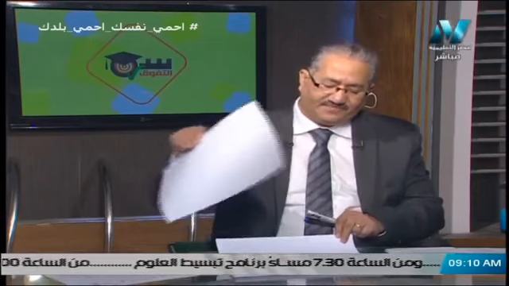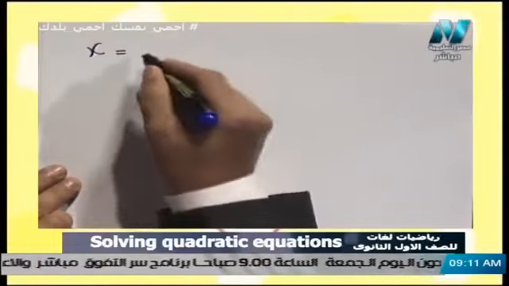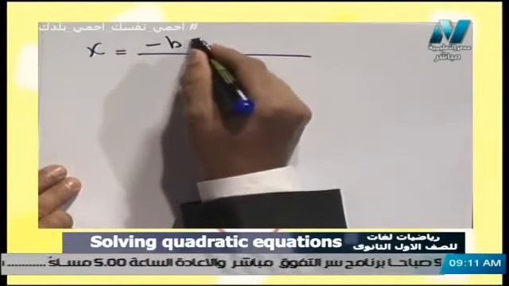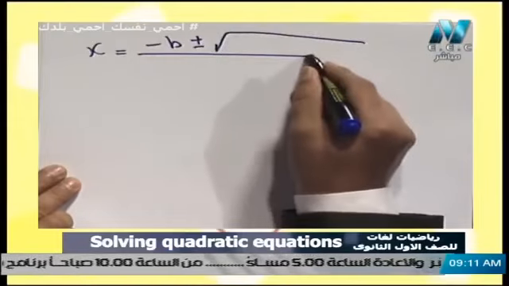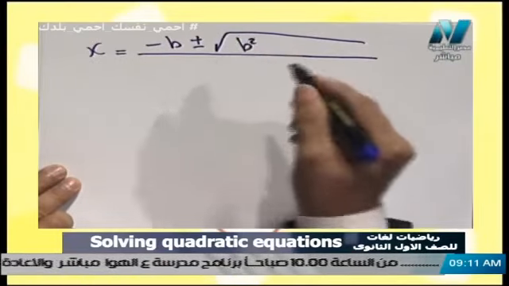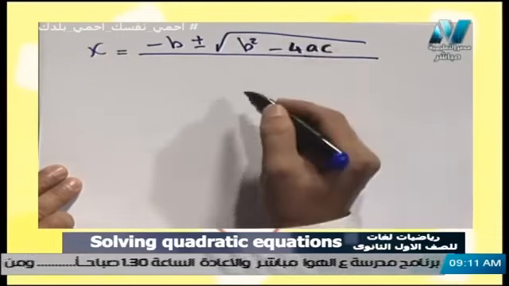Let's move to the next method. We have two methods, as we said, to solve the quadratic equation. The first method we did used factorizing, and the second method is called the algebraic formula. Let's see what the formula is here. X equals negative b plus or minus square root of b power 2 minus 4ac, over 2a.